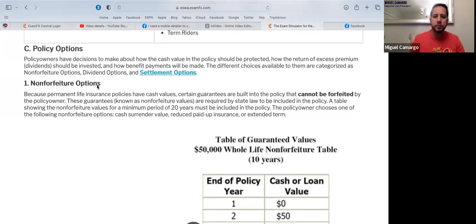These are the options you have to use the money. So that money sitting in the savings account, if you don't pull from it, you do have other options to use it to buy more insurance. So non-forfeiture options, right? Whole life cash value. And these are guarantees in a policy that cannot be forfeited by the policy owner.